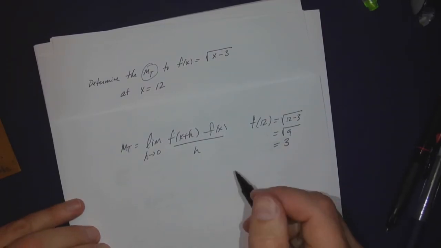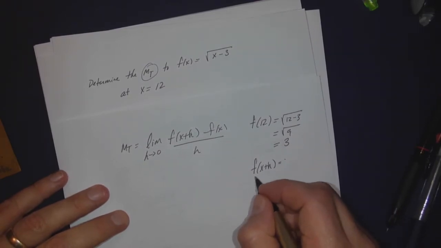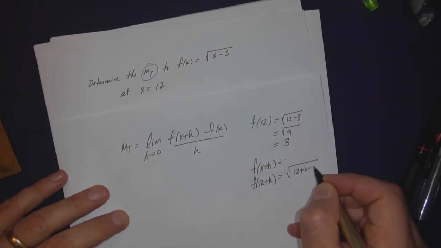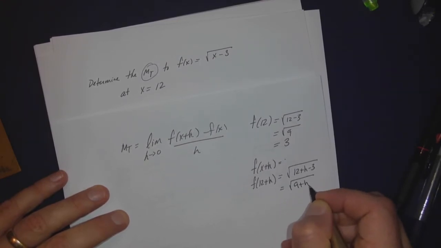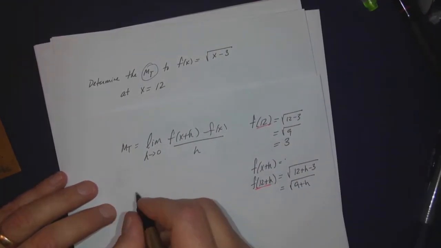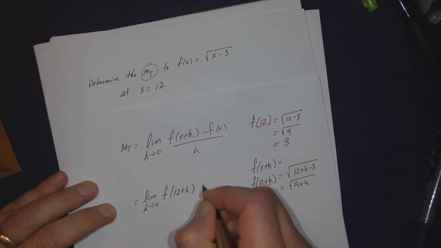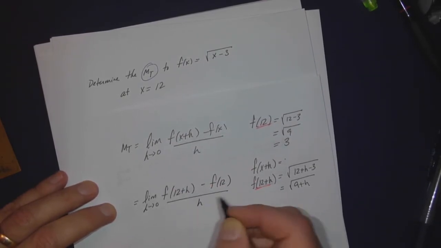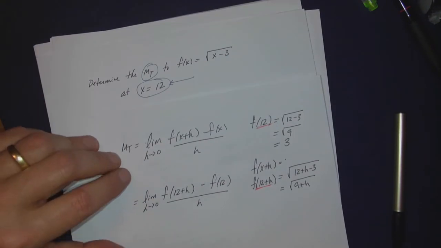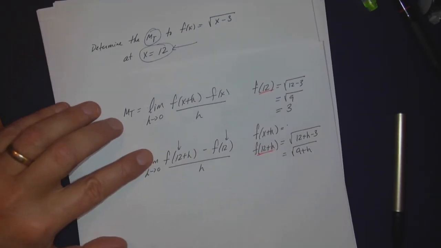So f of 12 is actually 3, and f of x plus h is actually going to be f of 12 plus h, which would be 12 plus h minus 3, which would work out to 9 plus h. So when I go to plug these values in, what I'm going to get is the limit as h approaches 0 of f of 12 plus h minus f of 12 over h. Now remember, in this particular example, I'm only finding the slope of the tangent at x equals 12. That's why I'm putting in x equals 12. When I did it in the last example, we left it as x.